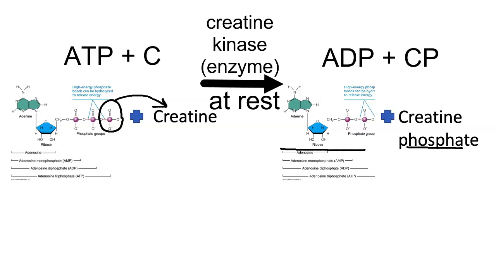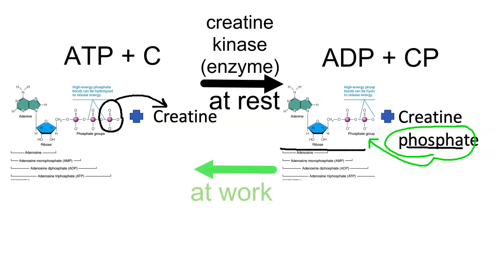ADP and creatine phosphate are more stable over time, and so the creatine phosphate just holds the phosphate until the muscle goes to work. When the muscle goes to work, creatine kinase, the same exact enzyme, will just run this reaction in reverse. It will take the phosphate off of creatine phosphate, add that phosphate back to the ADP, giving us creatine and ATP, which can then be utilized as an energy source.